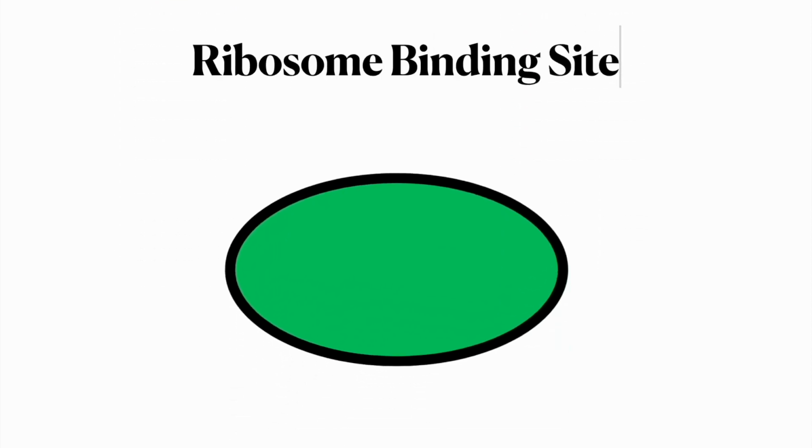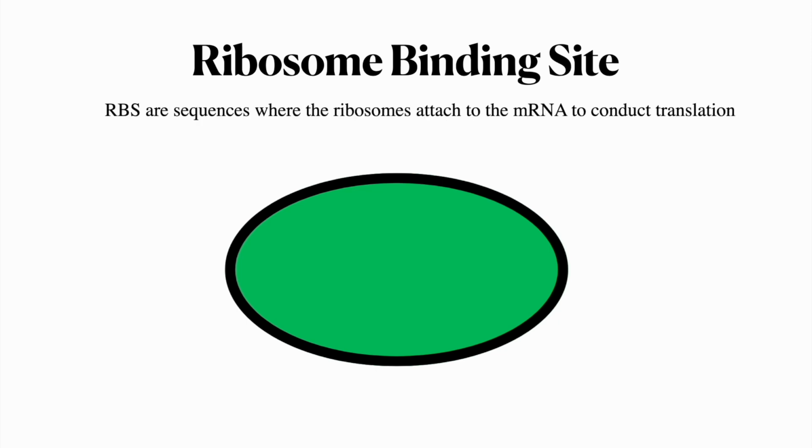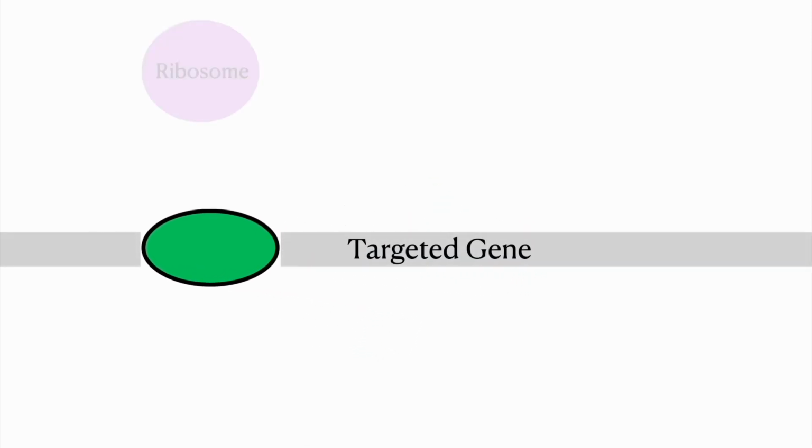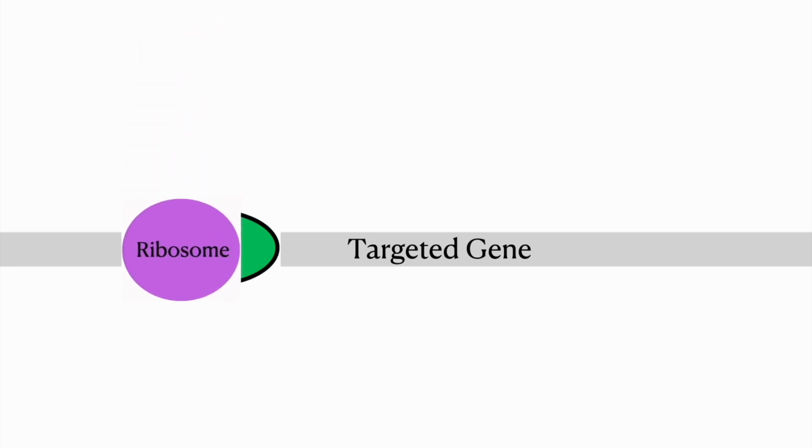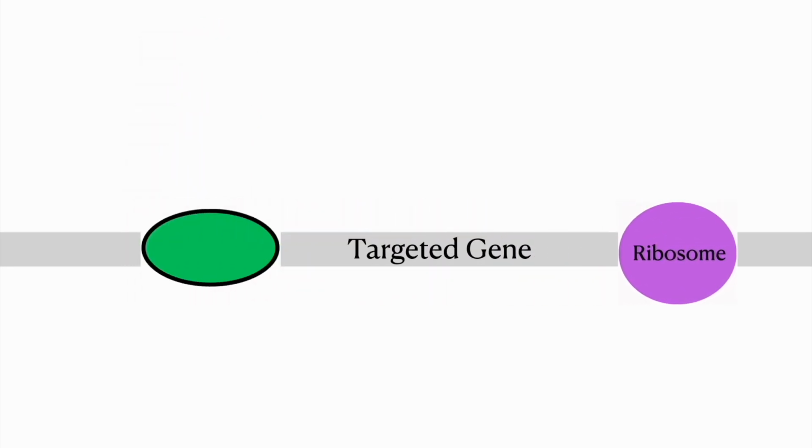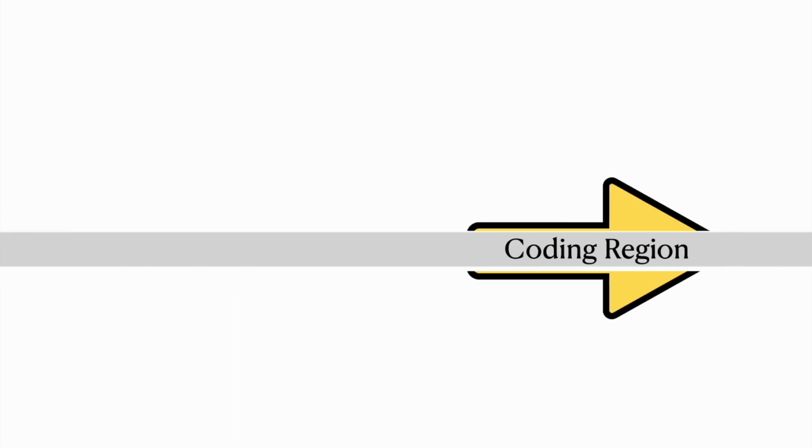The second component is the ribosome binding site, or RBS. RBS is a sequence where the ribosomes attach to the mRNA to conduct translation. In other words, a ribosome attaches to the mRNA at the ribosome binding site sequence and translates the mRNA into a series of amino acids.